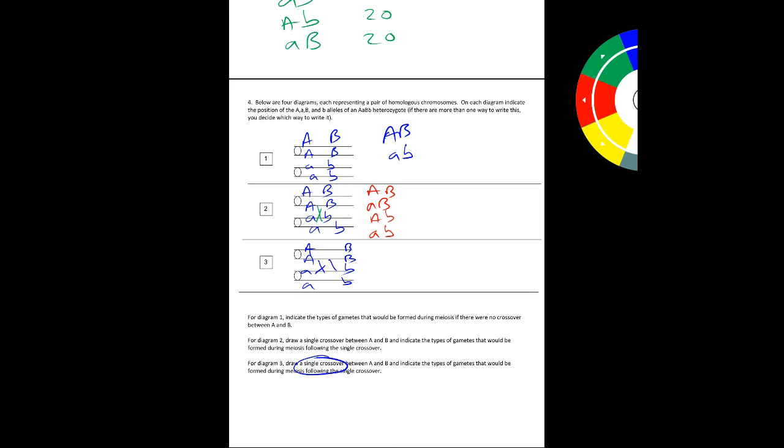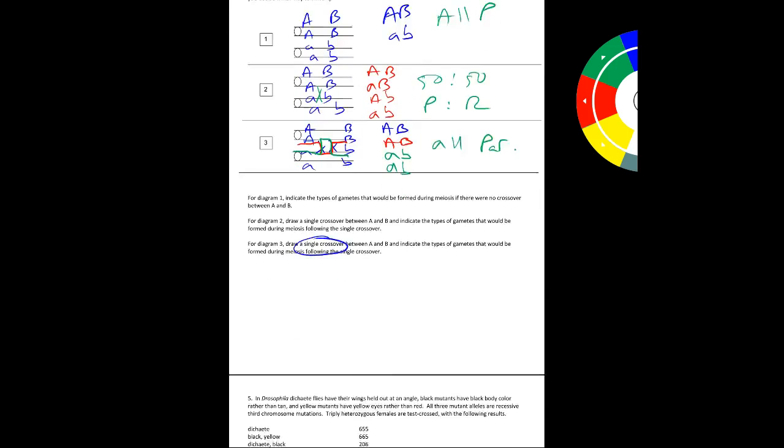So let's do double. AB. Now we get one of these guys. Big A and big B together again. Get little a crosses up, comes back down, gets little b. So, all parentals. These guys have 50-50 parents to recombinants, and these are all parentals. And there you have it.